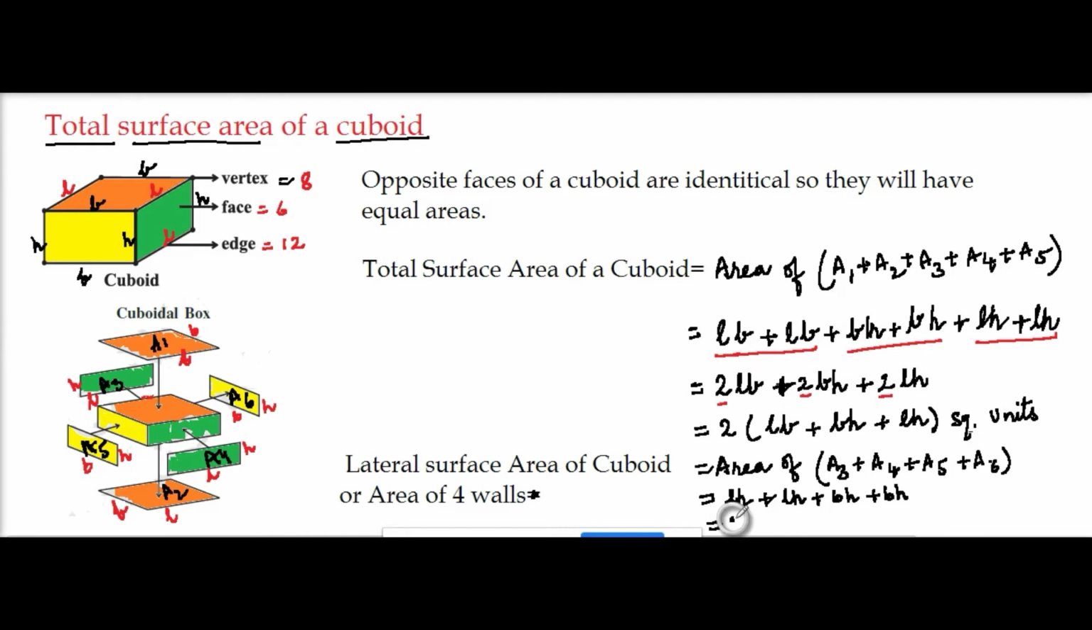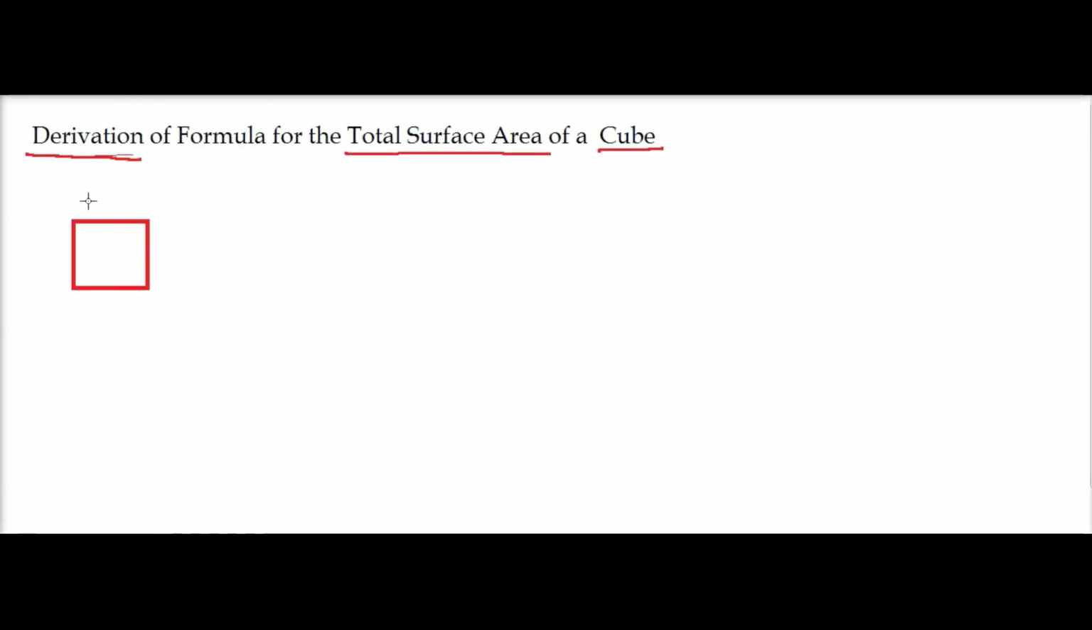They all are rectangles, so their areas will be LH plus LH plus BH plus BH. 2LH plus 2BH, we can write 2H common, L plus B inside the bracket, square units is the area of 4 walls or lateral surface area of a cuboid.